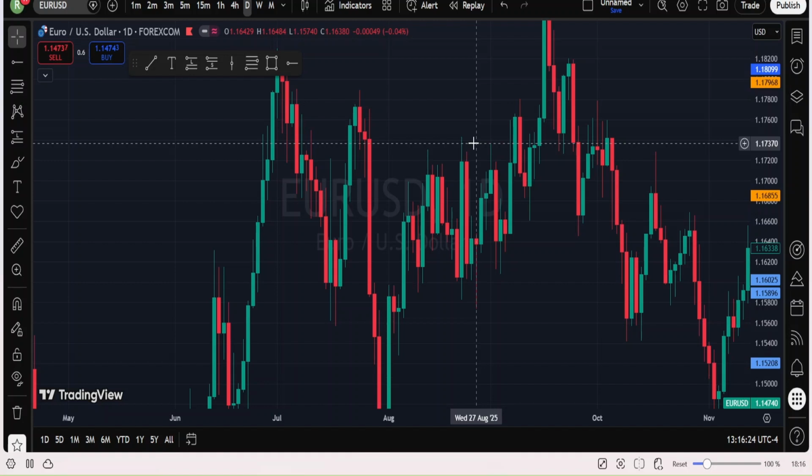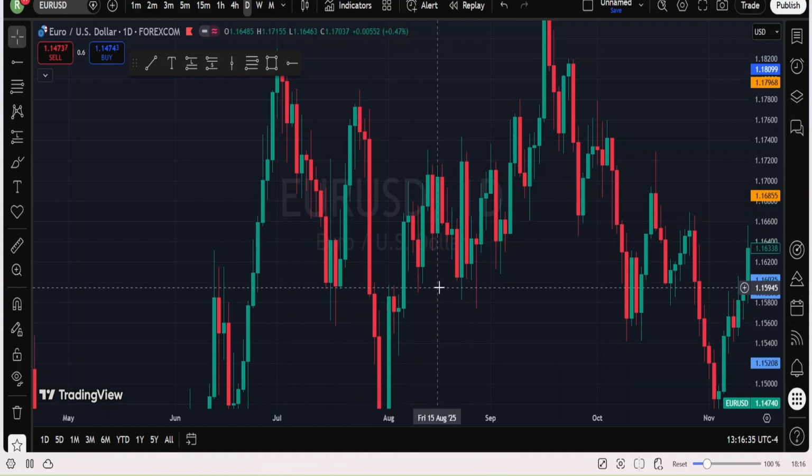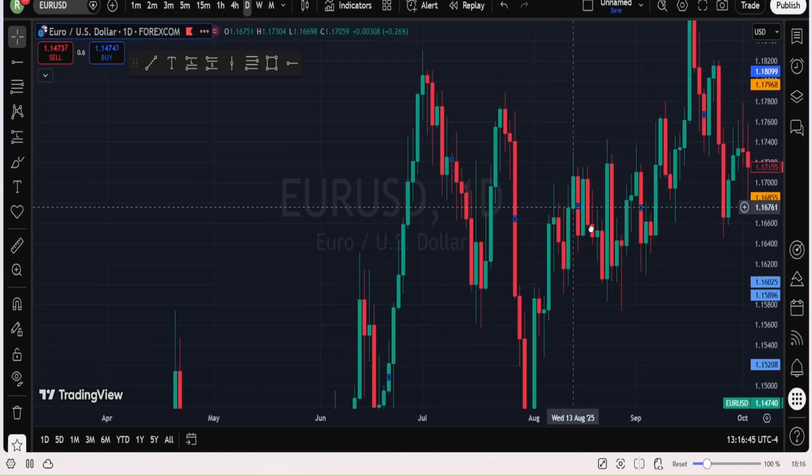Price, like I said, does not move randomly. Institutions need liquidity. Liquidity exists where traders place their orders. Markets are naturally drawn towards those areas. Understand liquidity. It will help you focus on where price might be going instead of reacting to every candle. I hope this has been helpful to you.